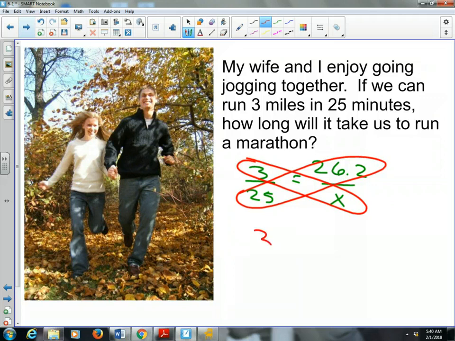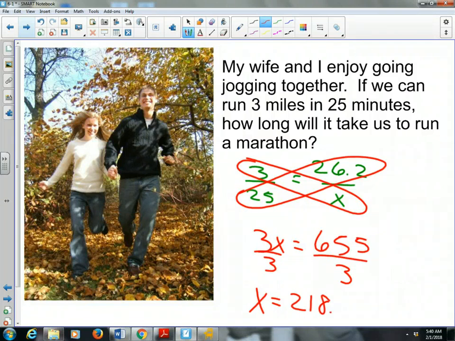3 times x is 3x. That equals 25 times 26.2. And 25 times 26.2 is 655. And then if I divide both sides by 3, I would get my x, or my amount of minutes, I'd have to run for 218.33 minutes.